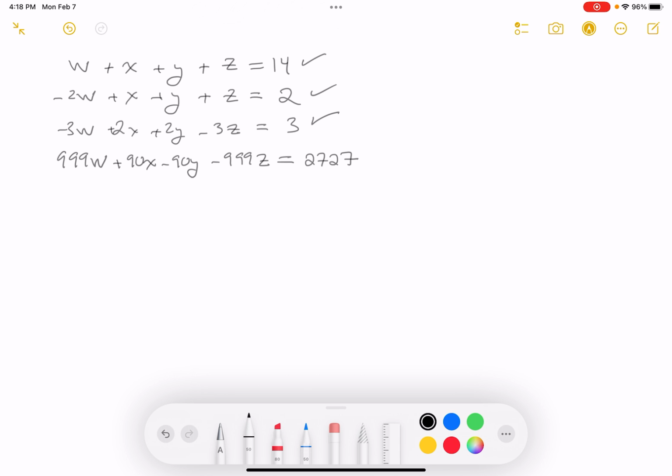All right. Let's see how we did over here. I'm going to say both sides look like they're divisible by 9. All right? And I don't know if it's obvious anyway. Let's see, 111W plus 10X minus 9Y minus 111Z. And let me write this down aside for you. I've seen 2727, right? So it'll be 303. All right?